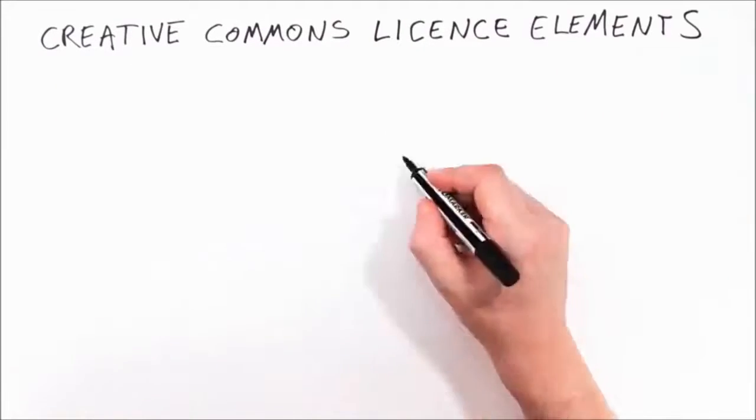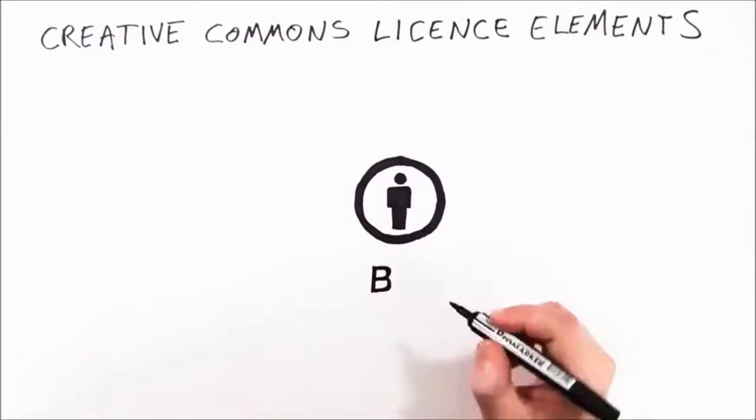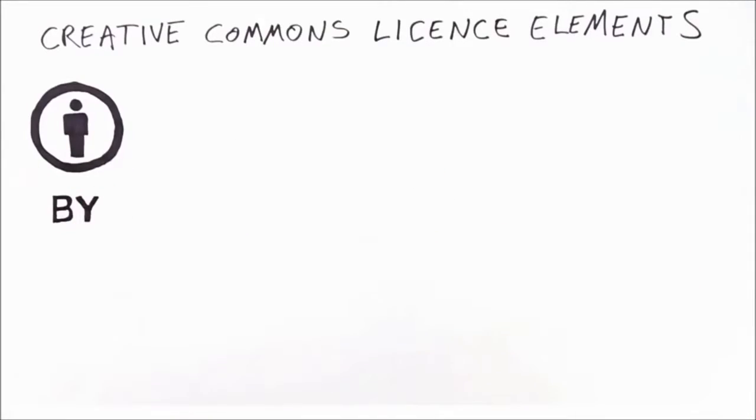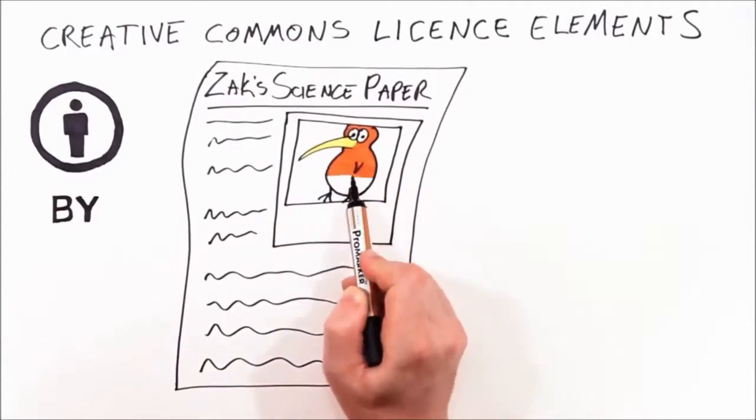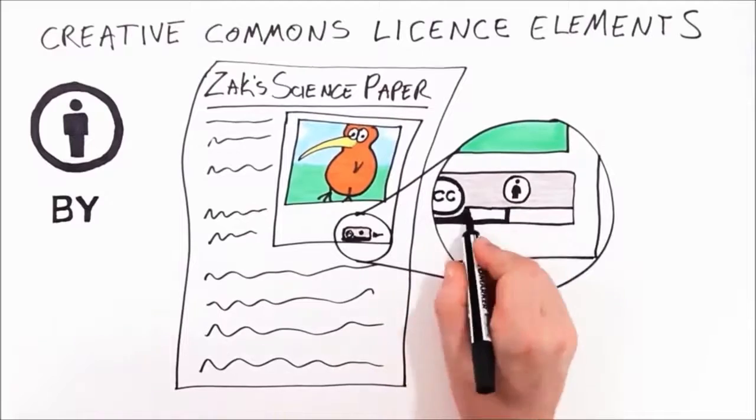Creative Commons licenses are made up of license elements. You can think of them as rules, and each have their own special symbol. This is attribution. It means that Zach must acknowledge Kiri when he publishes his science project containing her photo.